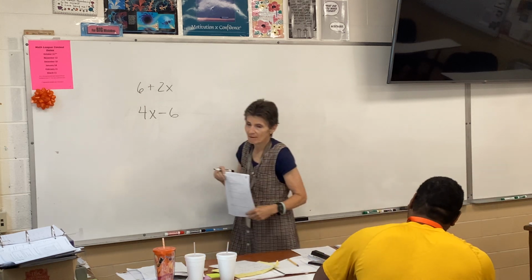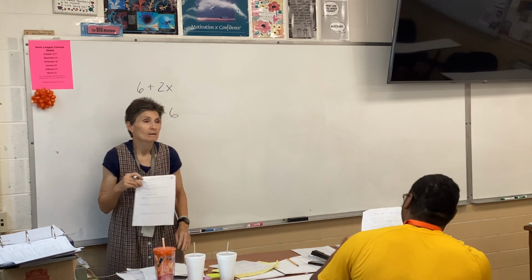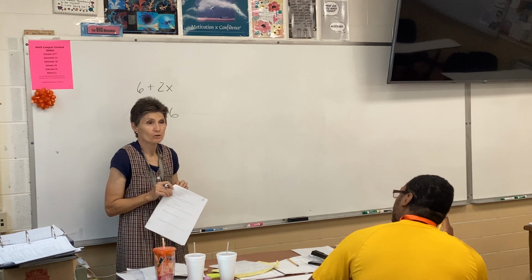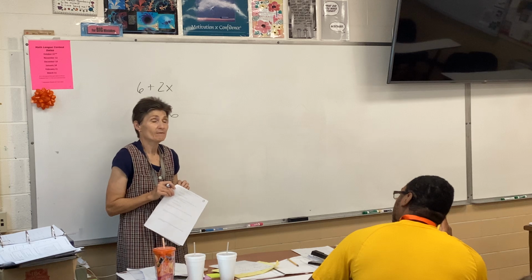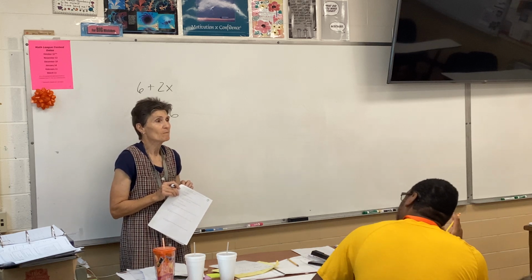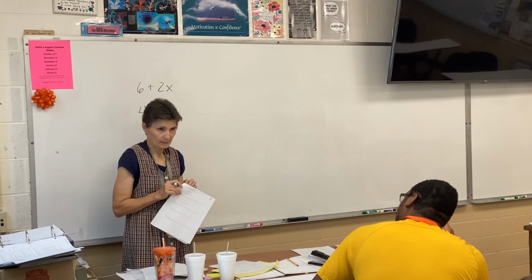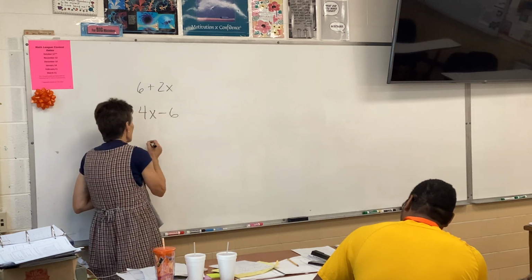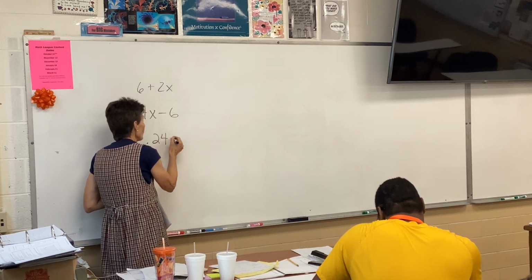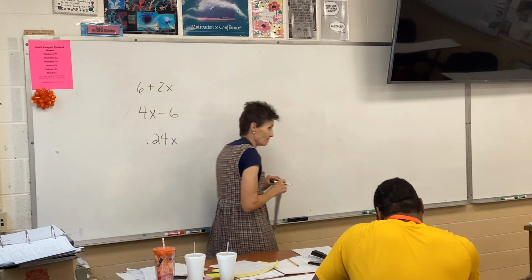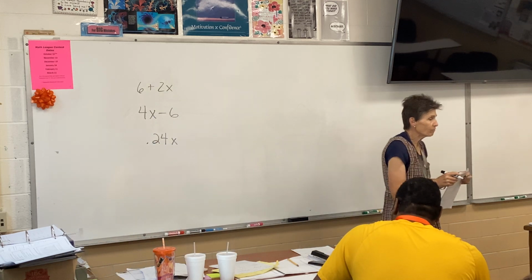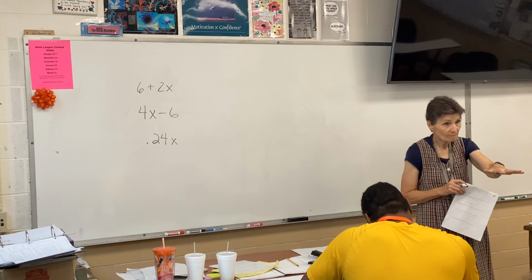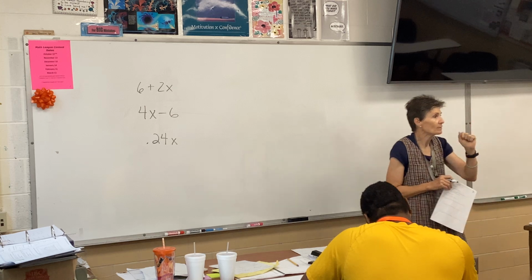Percent of a number. Do you remember from first year algebra, or summer school even, what decimal is 24%? Nazir? 0.24. And in mathematics, the word of always means times. So when we have 24% of a number, that means 0.24, the decimal for 24%, times x.